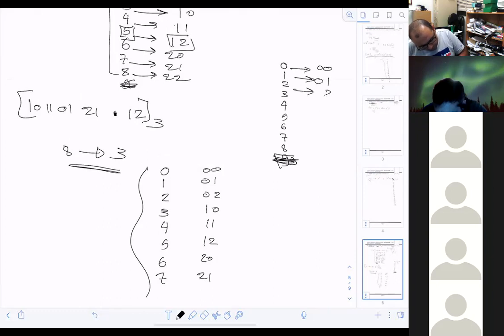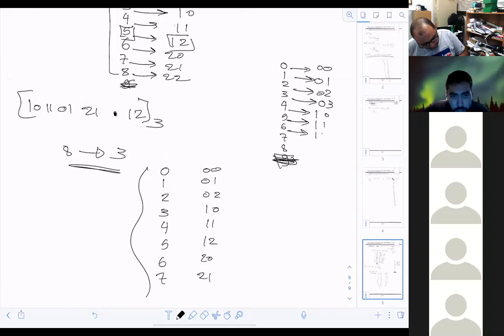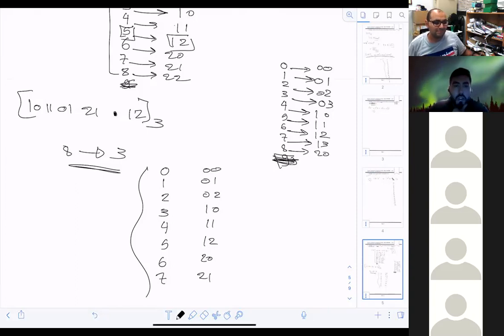Then here 2, 0. Now that's 4, right? So it's going to be 0, 3. Then it's going to be 10. Then 11. Then 12. Then 13. Then 20. Oh, okay. All right. That solves everything now. Thank you. You are most welcome.